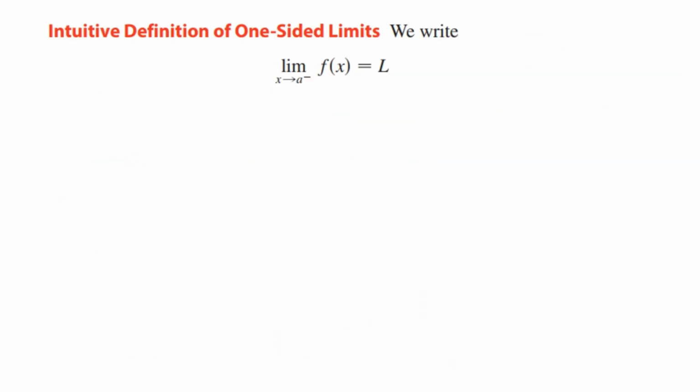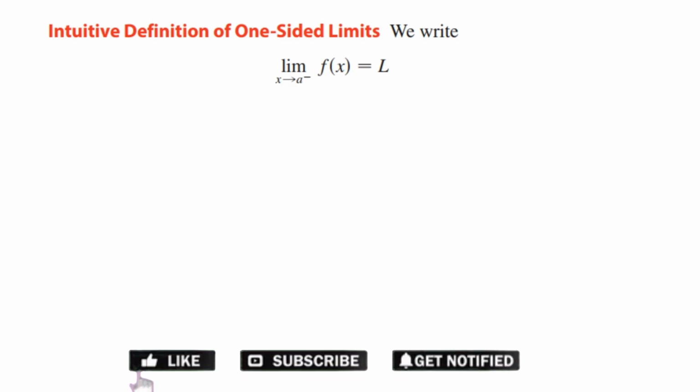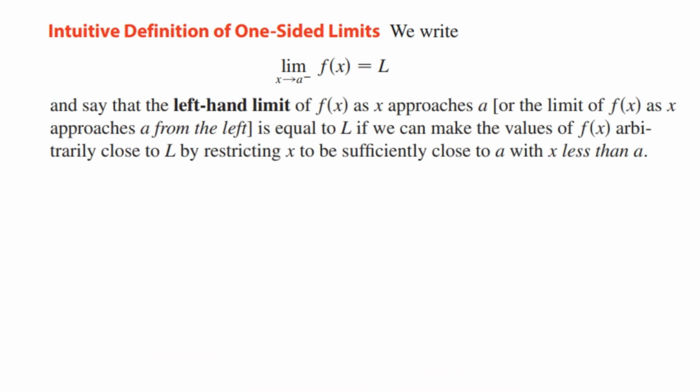The intuitive definition of one-sided limit. We say that the limit as x tends to a from the negative axis of f of x is equal to L. It means that the left-hand limit of f of x as x is approaching a, this approaching here, means that the limit of f of x as x approaches a from the left. Negative is on the left, if you look at the Cartesian plane. It is equal to L. Or perhaps we can make the value of f of x arbitrarily close to L by restricting x to be sufficiently close to a, with x less than a. That is just the meaning of what I've been saying.